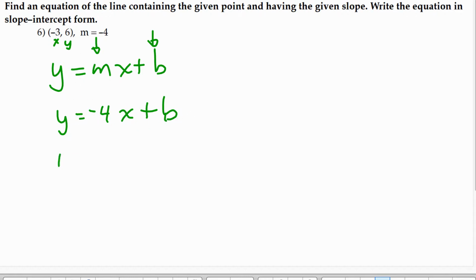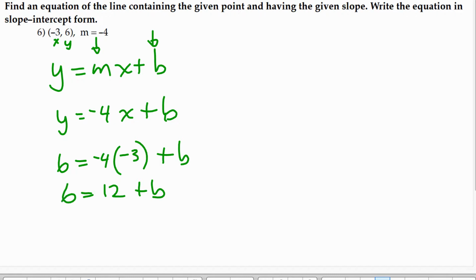So I'll put a 6 in for y, and for x I'll put in a negative 3, plus b. Negative 4 times negative 3 is a positive 12, plus b is equal to 6. And then I want b by itself, so I'm going to subtract 12 on this side. If I do it there, I have to subtract 12 on that side. So b comes out to being 6 take away 12, which is a negative 6.